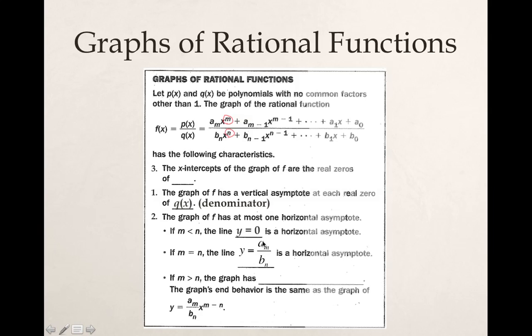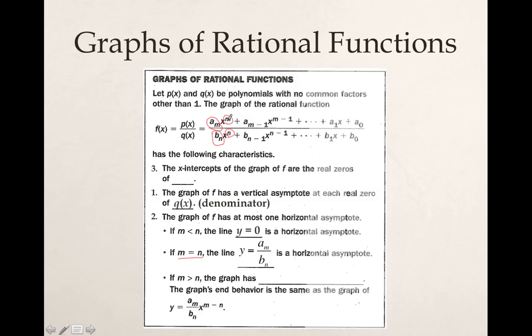So let's take a look at where those numbers come from. Those numbers are right here as the coefficients on the term with the highest exponent. If you remember from last year, we called those the leading coefficients of each polynomial. So this really boils down to just those leading coefficients. The fraction that they make is going to become the horizontal asymptote when m is equal to n, when the two degrees of our polynomials are equal to each other.